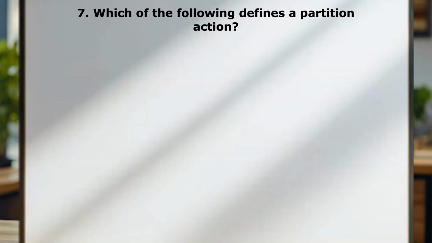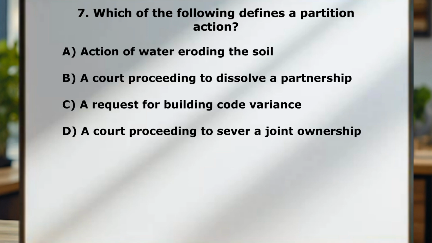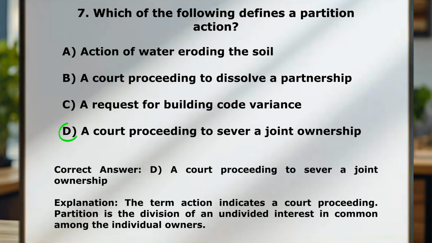Question number 7, which of the following defines a partition action? A, action of water eroding the soil. B, a court proceeding to dissolve a partnership. C, a request for building code variance. D, a court proceeding to sever a joint ownership. Correct answer here is D, a court proceeding to sever a joint ownership. Just remember, partition is the division of an undivided interest in common among the individual owners. So when you hear partition, it means to separate.